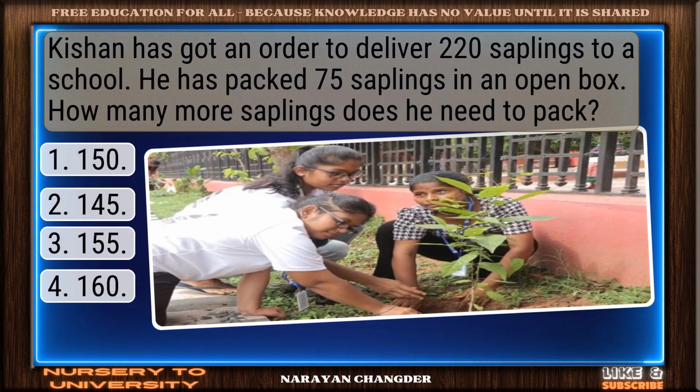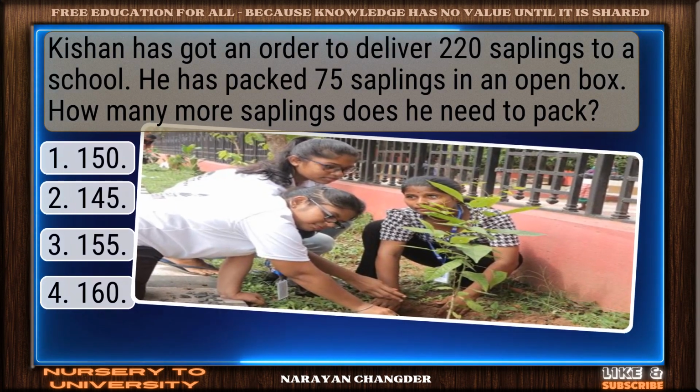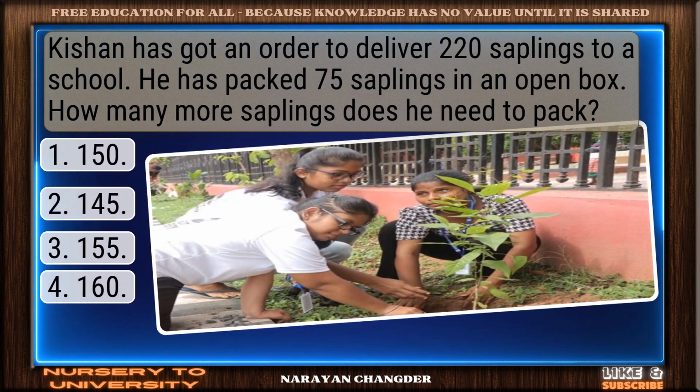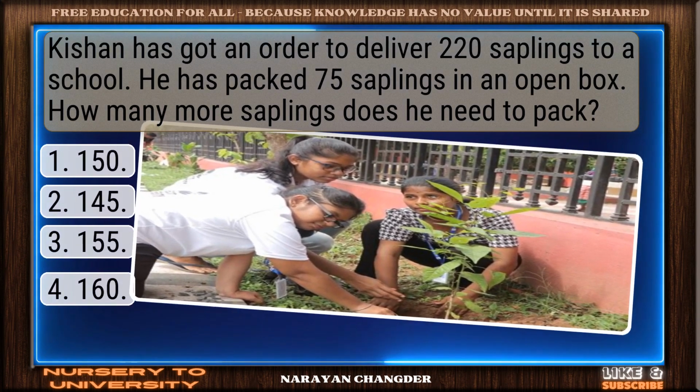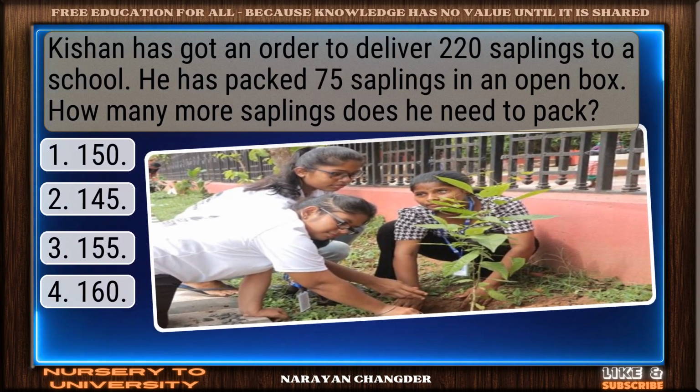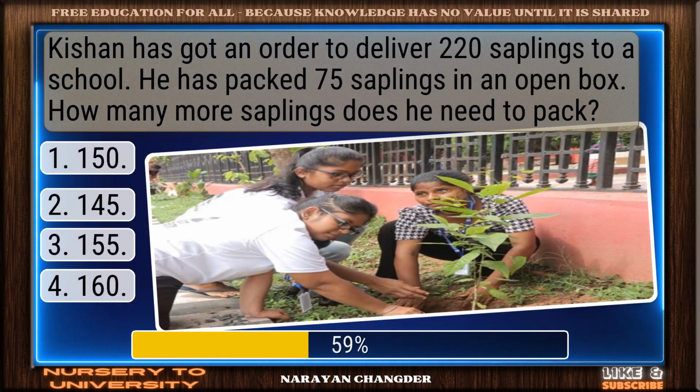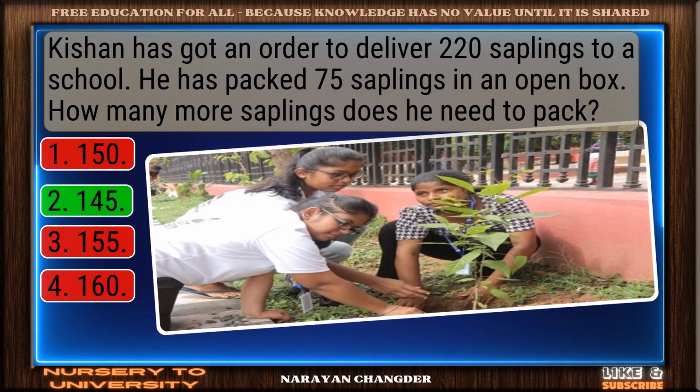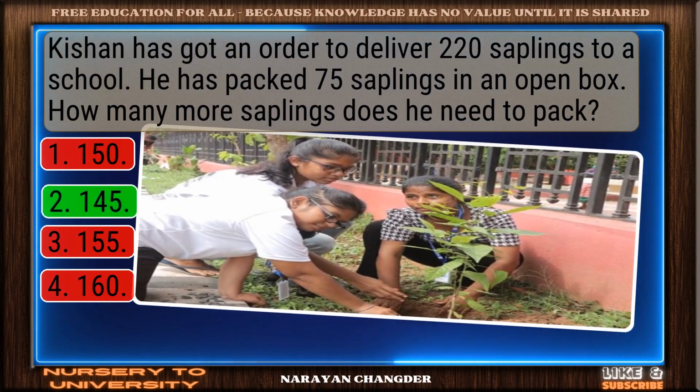Kishan has got an order to deliver 220 saplings to a school. He has packed 75 saplings in an open box. How many more saplings does he need to pack? Excellent. 145 is a brilliant choice.